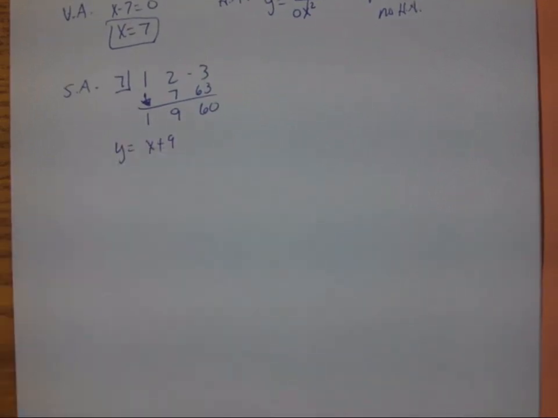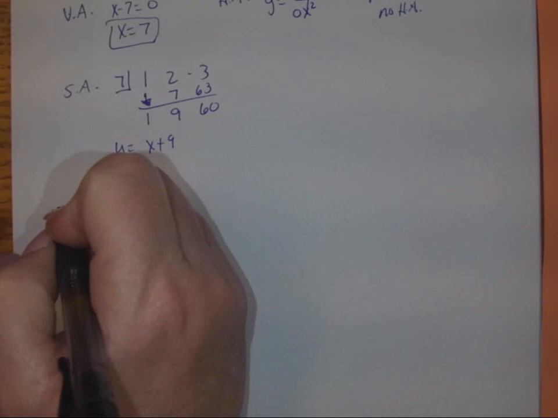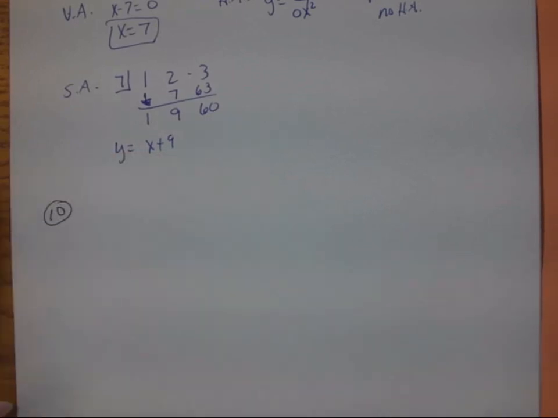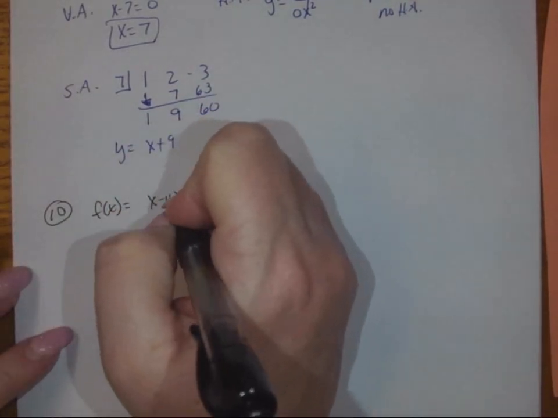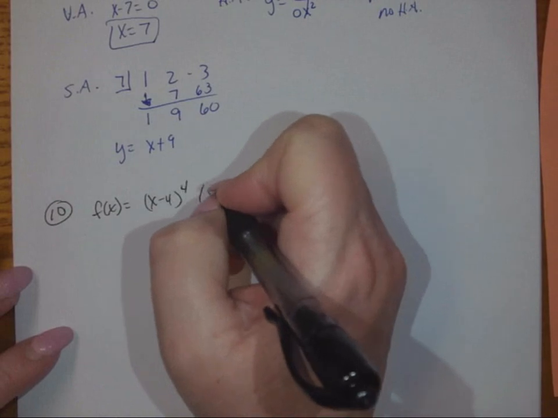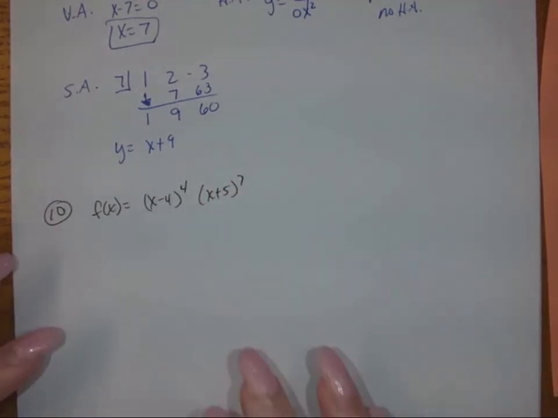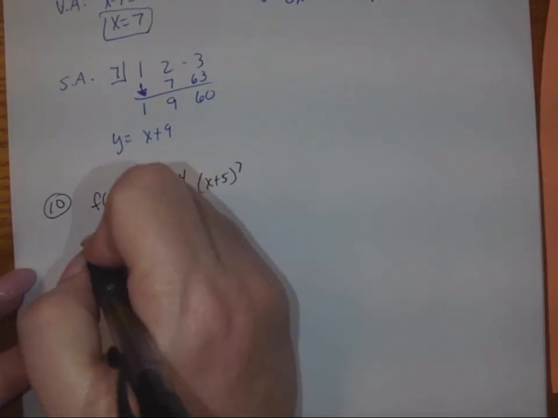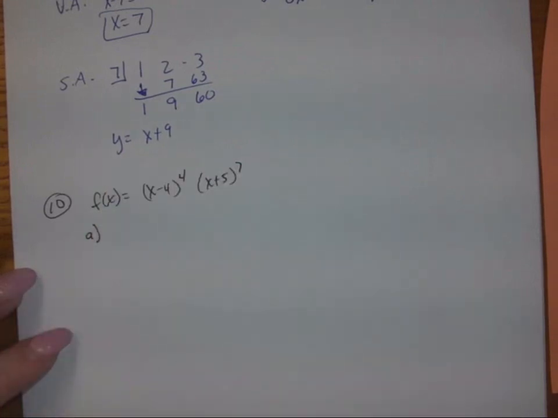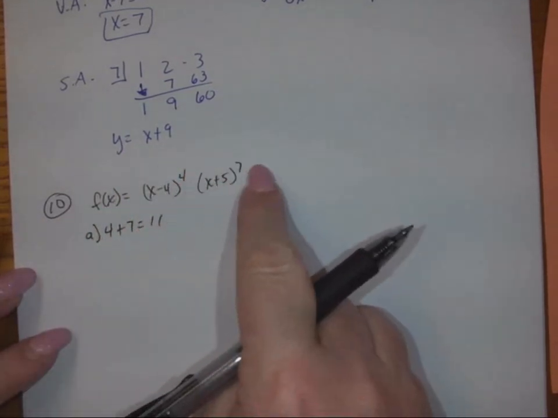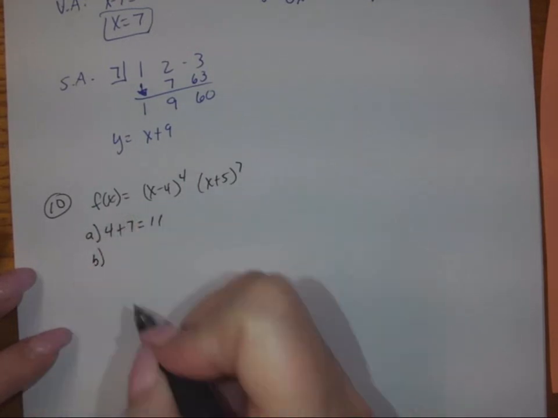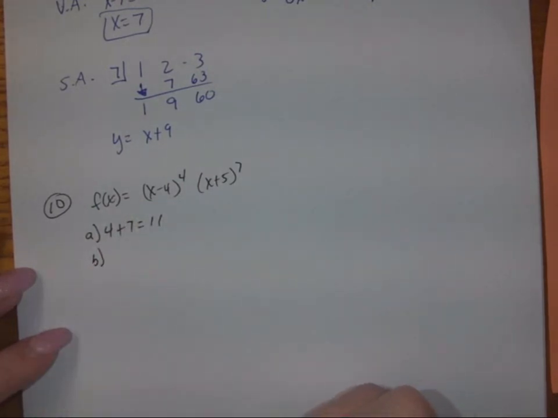All right, let's look at number 10. On number 10, for the given polynomial, we need to state the degree. We are given f of x is equal to (x minus 4) to the 4th times (x plus 5) to the 7th. For part A, we're going to state the degree. Well, that's just 4 plus 7 equals 11. For part B, find the zeros and give their multiplicities.